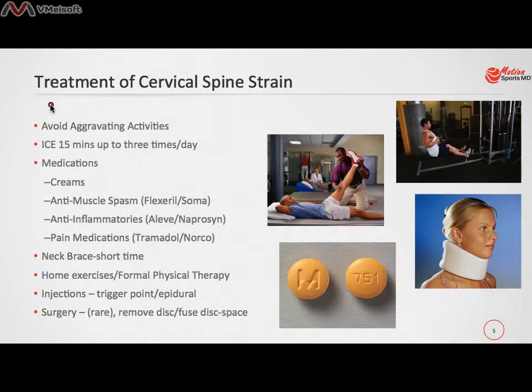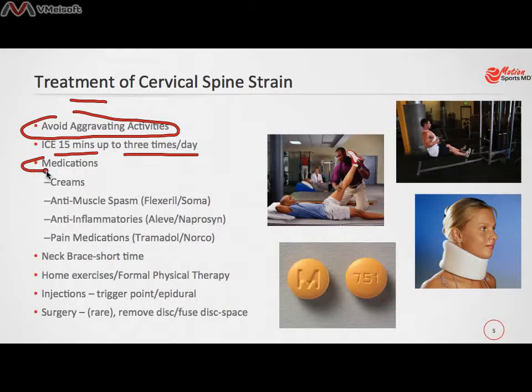Now, the treatment of cervical spine strain can vary. We like to start with conservative treatment. Avoiding aggravating activities is extremely important. So no roller coasters, no heavy lifting. Some patients find relief by icing their neck 15 minutes 3 times a day.